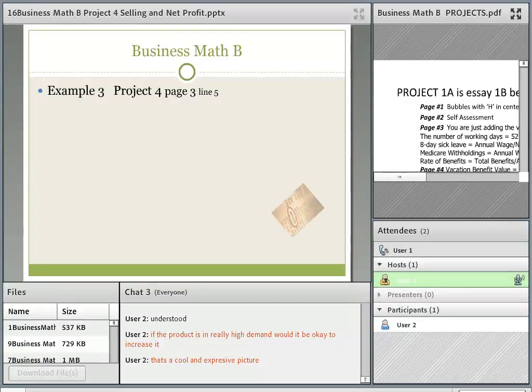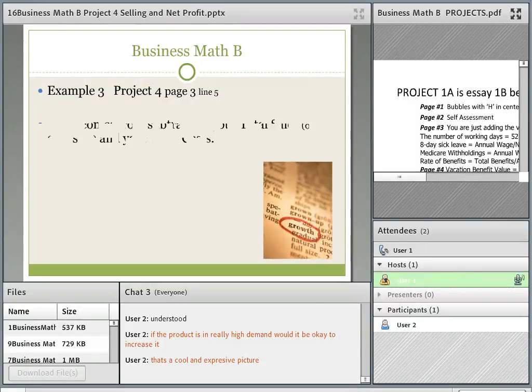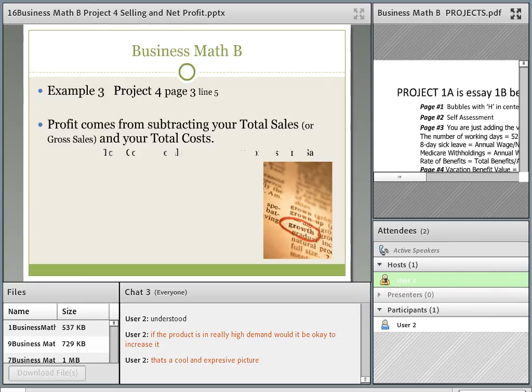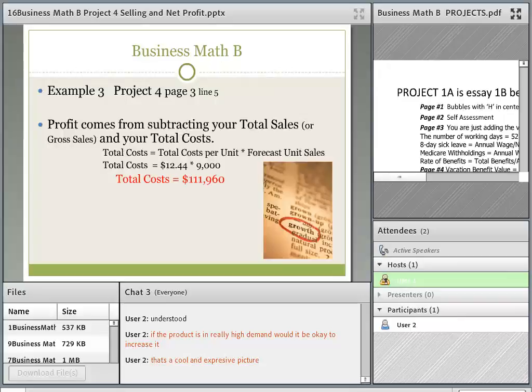So on the same line here, again, we're going to look a little closer. So we now know that the cost per unit is $12.44, and the forecasted unit sales is 9,000 of them. So there you go. There's your total cost.